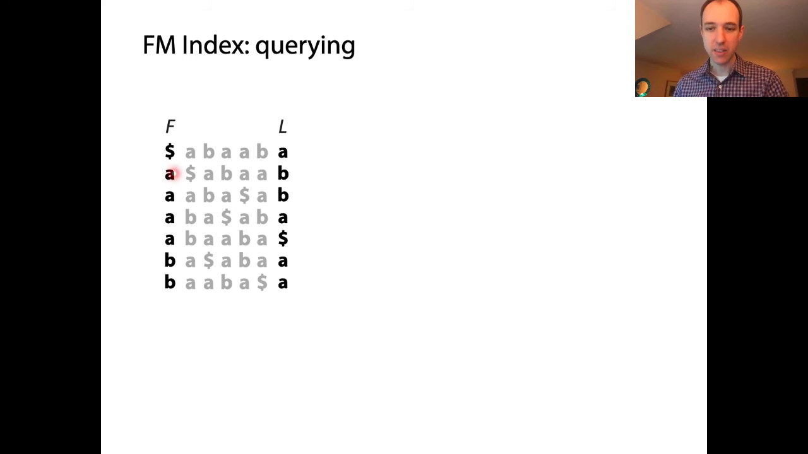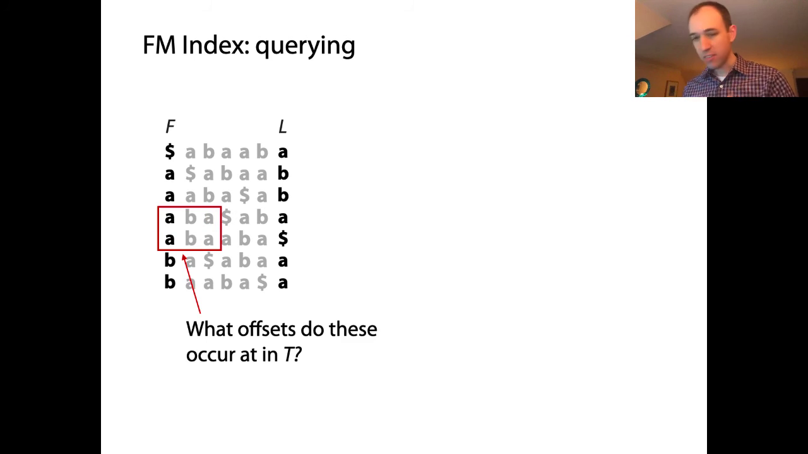So let's say, though, that we had the task. Let's pick that same example where we've matched ABA. We've done the matching. We have the range. We can, of course, calculate the count from that range. But what we actually want is to get the locations of those 2 matches. This match and this match. What offsets do those occur at with respect to T?